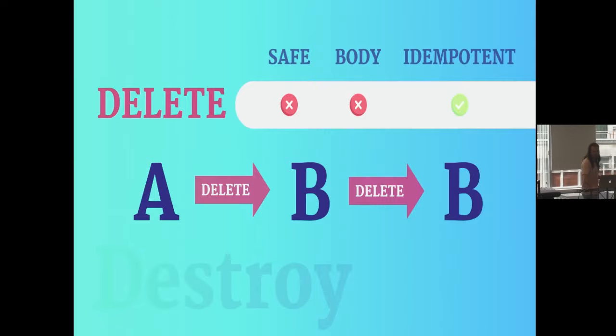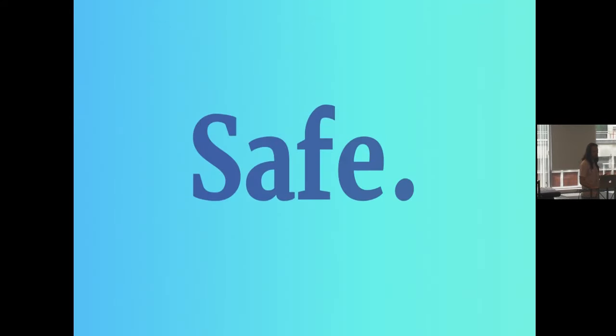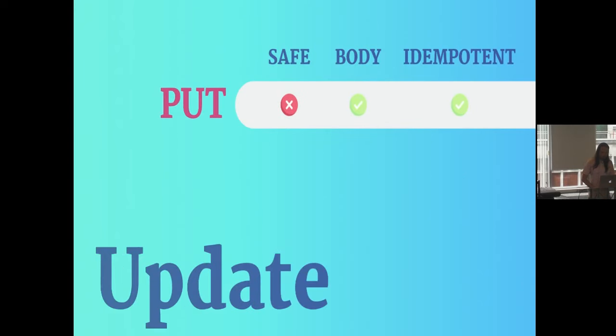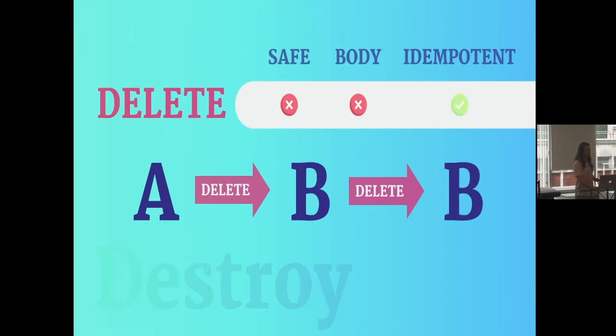Three things we care about when we're choosing a method: safety, body, idempotency. And I think safety is number one. Safety is the most important thing when choosing a method. If you're just choosing between get and post, think about safety, and then your decision's been made.